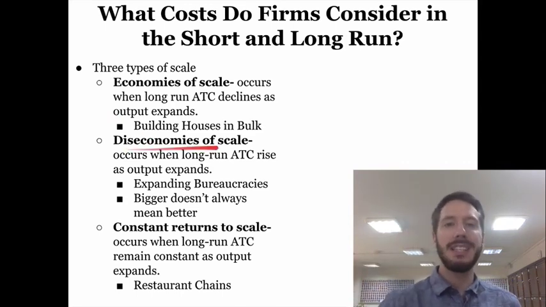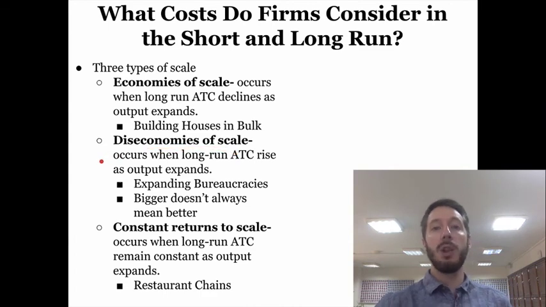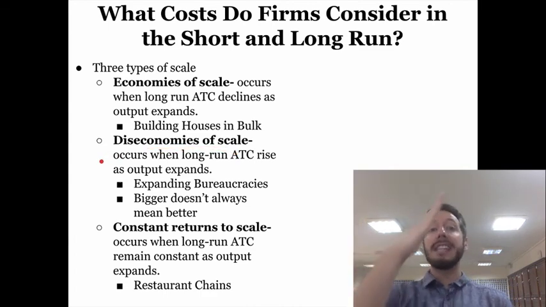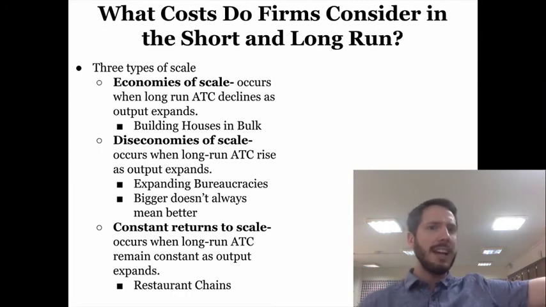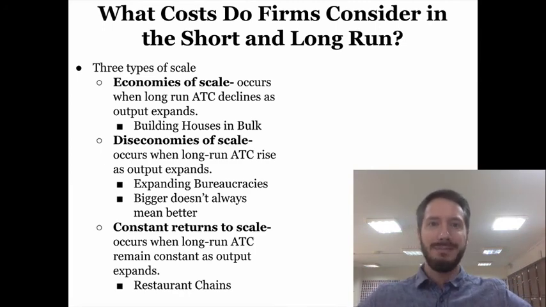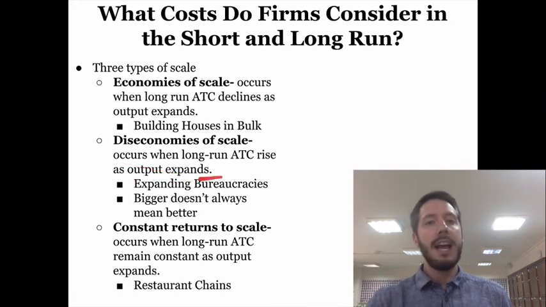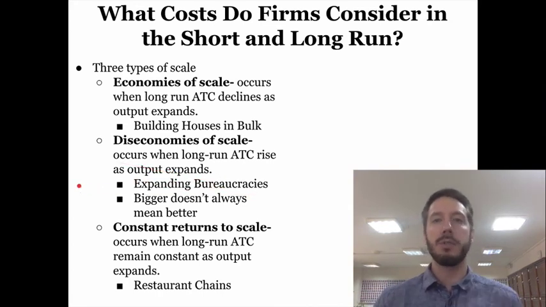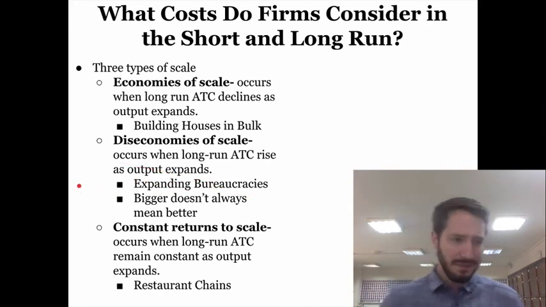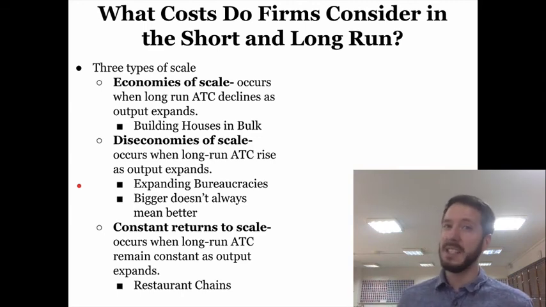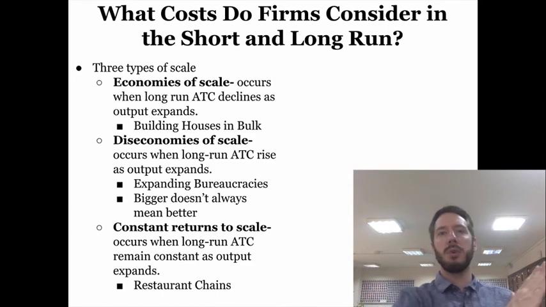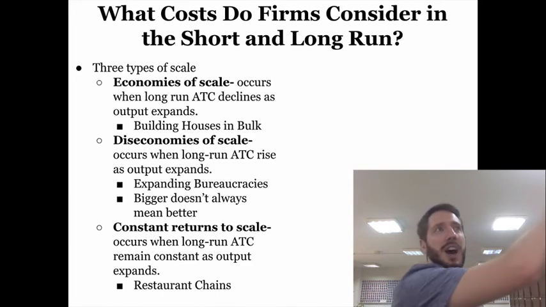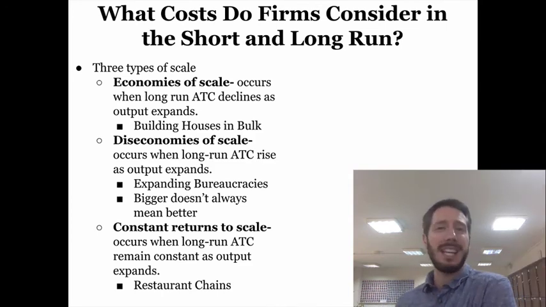You also have something called a diseconomy of scale, when in the long run, your average total costs rise as your output expands. So even though you're outputting more, your total costs are rising. That's when you stop, because bigger doesn't always mean better. And a great example is an expanding bureaucracy. When a hospital or a business, or in a lot of cases public government jobs, as you start adding more and more jobs, your total costs rise because you're hiring more people, but your output is getting less efficient.